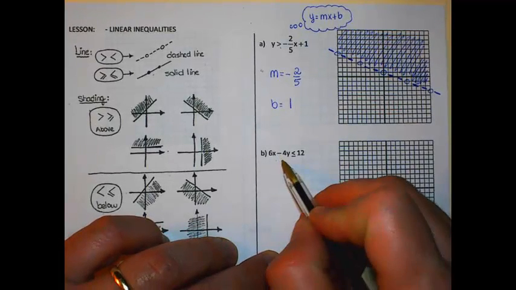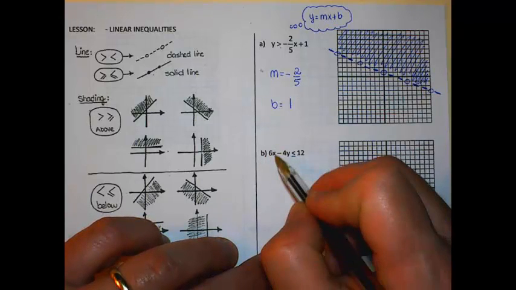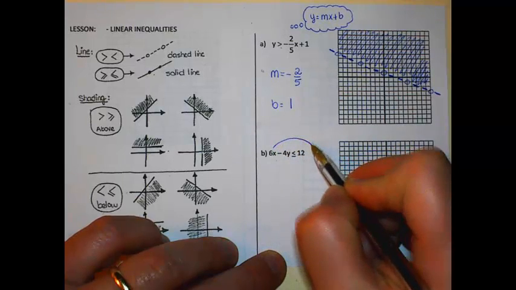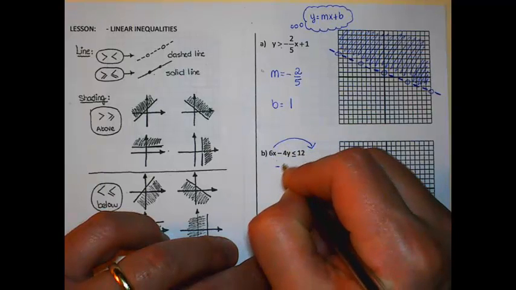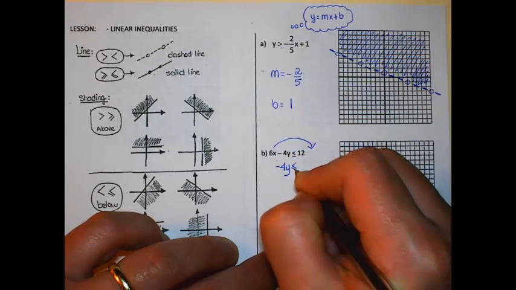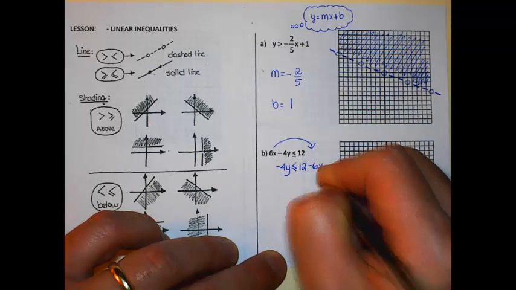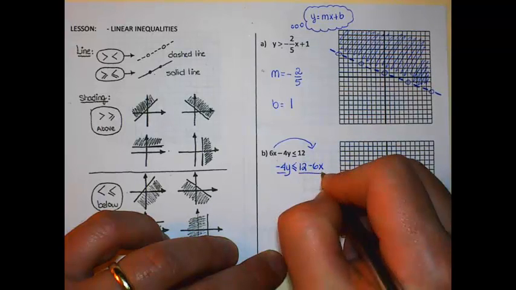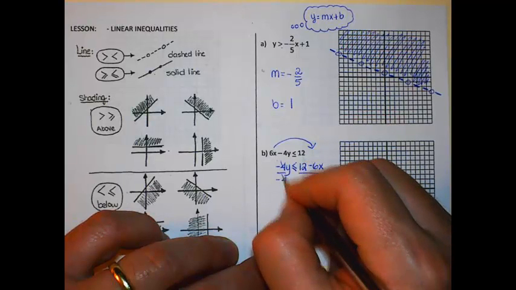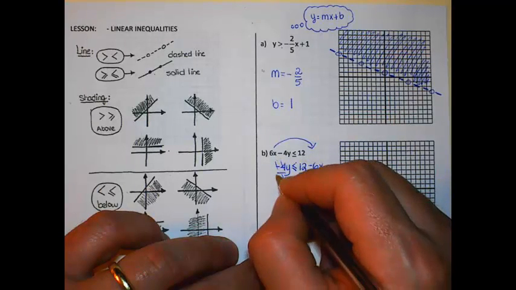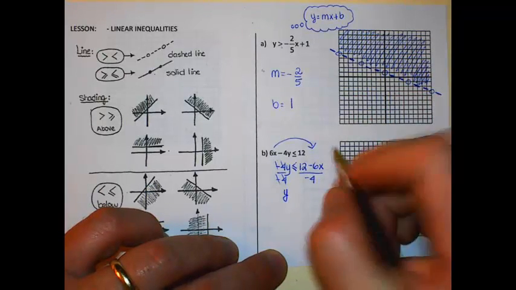The next problem, we ask ourselves, is the y alone? And in this particular case, the y is not alone. So first order of business is to get the y alone. And the first thing I'm going to do is send the 6x to the other side. So that means I'm left with negative 4y less than or equal to 12. Move the 6x to the other side, becomes negative 6x. And we're going to divide both sides by negative 4. Divide the 4 by the 4s. The 4 cancels, the negative cancels. I'm left with the y. Now something very important to remember.